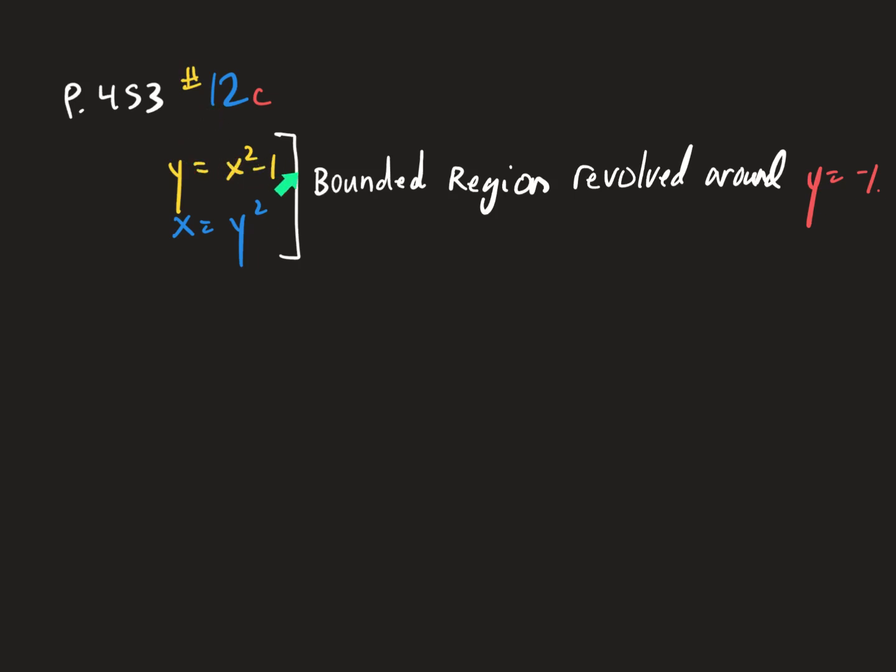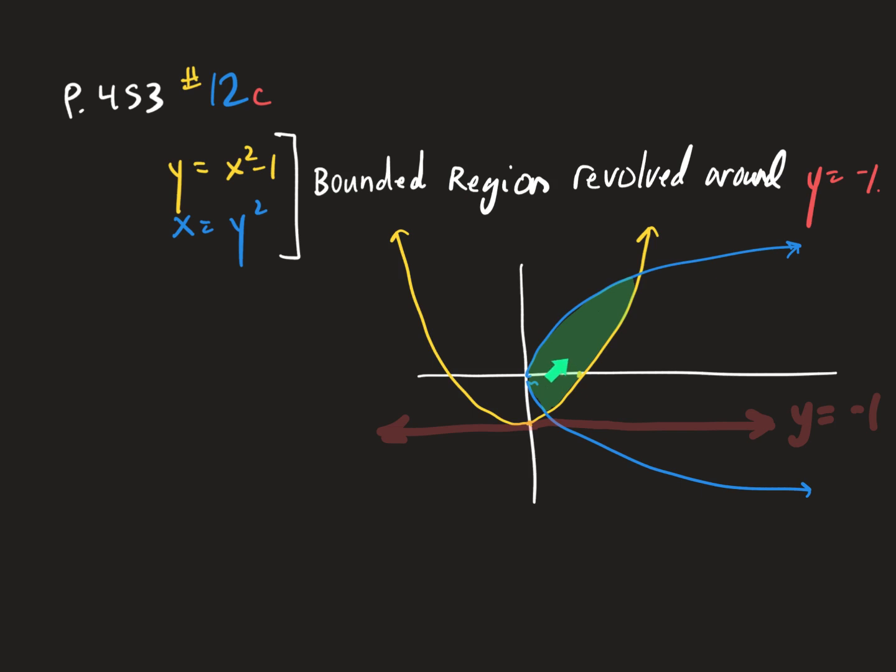12C. Find the volume of the region bounded by these curves, revolved around the line y equals -1. Let's begin with a picture. So we have our region. We'll be revolving vertically around this axis, y equals -1. And notice that this point of intersection is actually above the line.